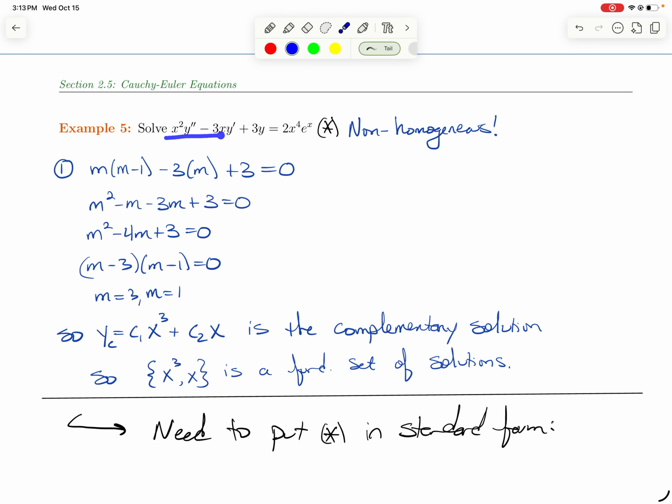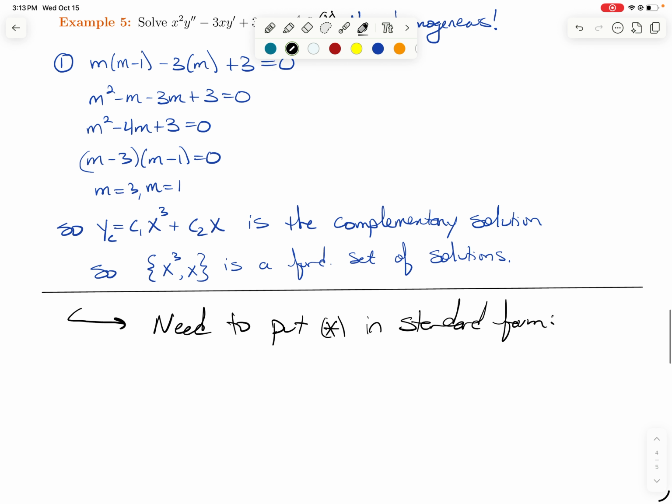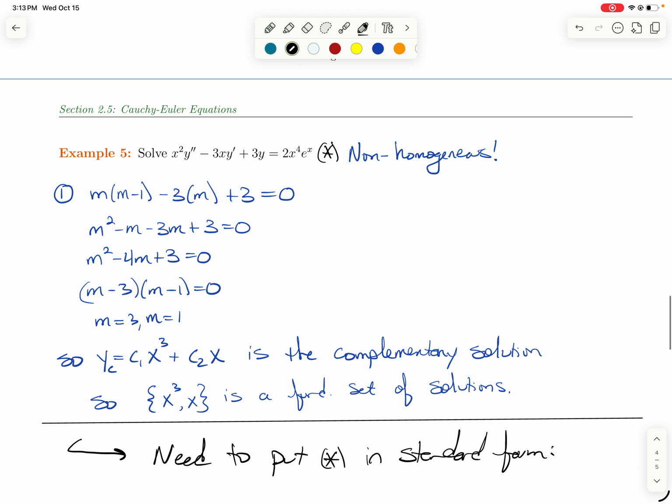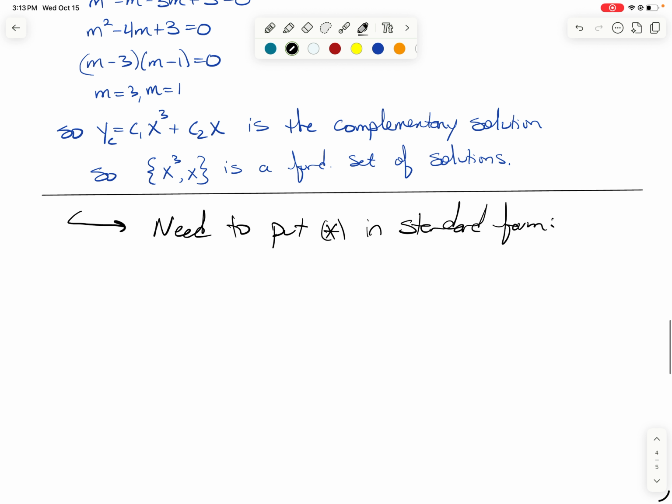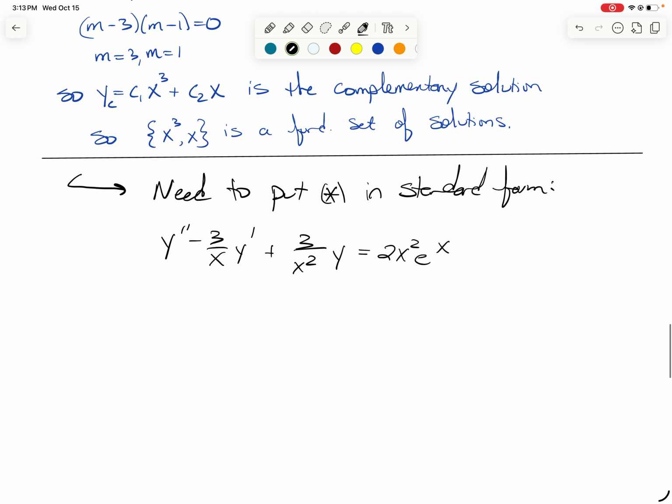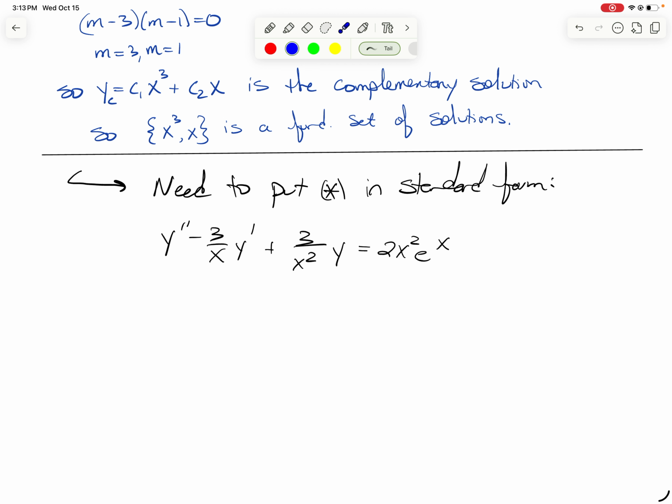So I'm actually going to divide the whole equation by x squared. And the only thing that's going to change in my problem is what I'm working with on the right-hand side. So when I divide by x squared, I get y double prime minus 3 over x y prime plus 3 over x squared y equals 2x squared e to the x. And now that it's in standard form, now I can focus on computing the Wronskian and everything else. And so the Wronskian actually doesn't change. It's the same either way.